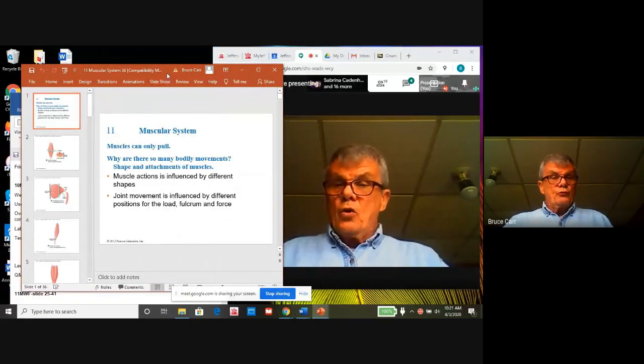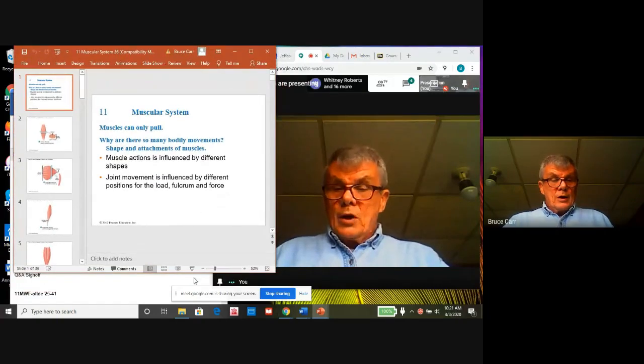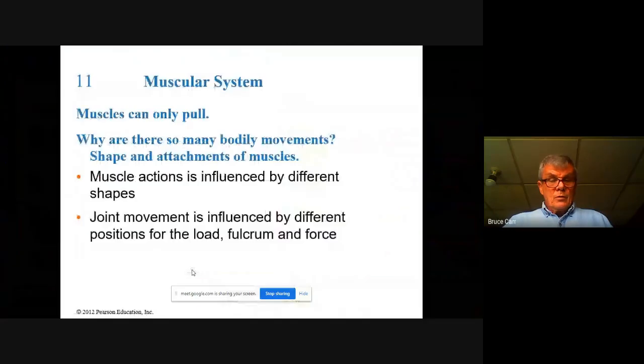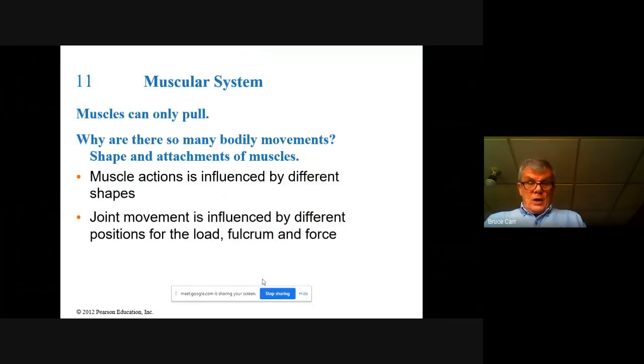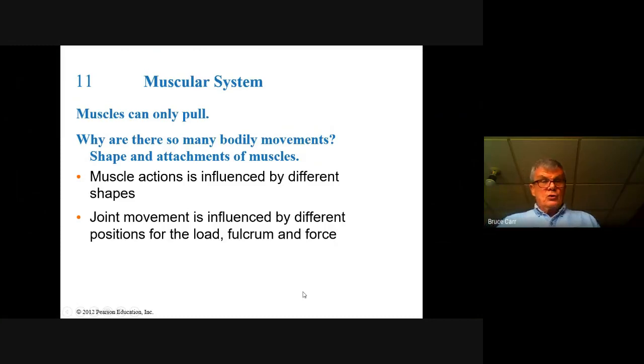Start. I'm going to go to full screen, and we should be off and running. Once again, if you cannot see a full screen slide that's titled Muscular System, please unmute and let me know.